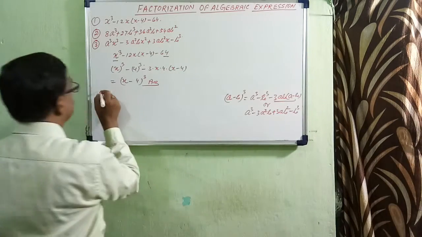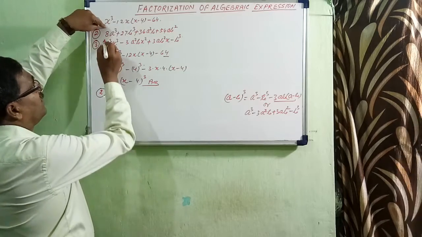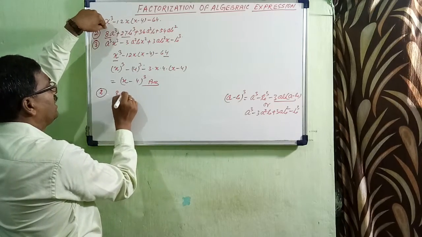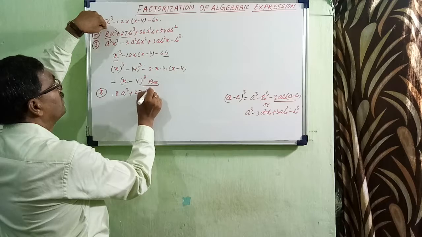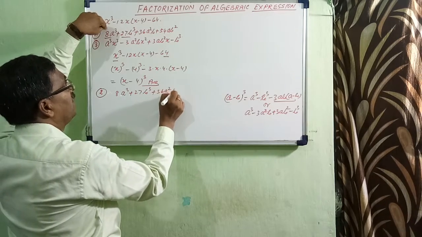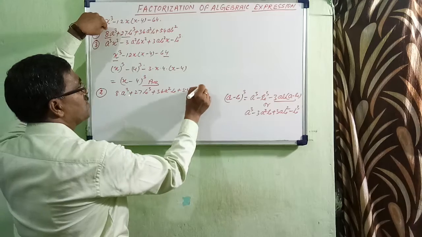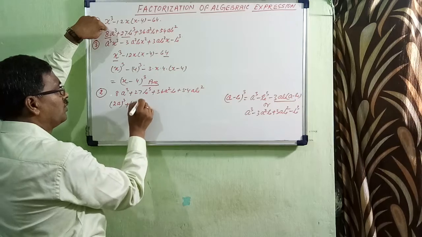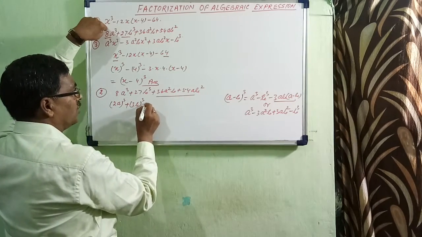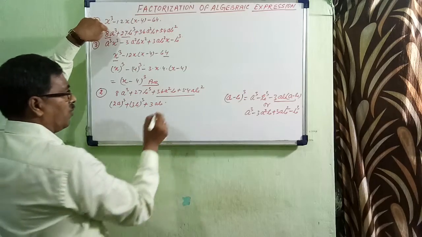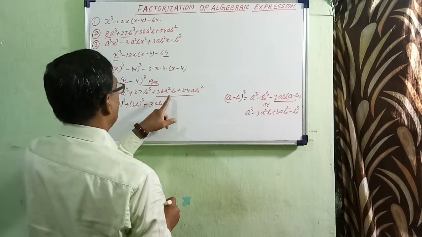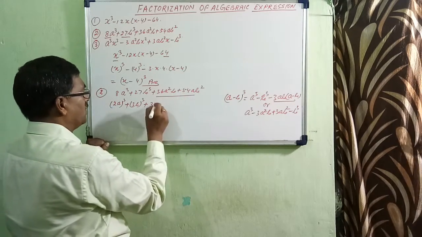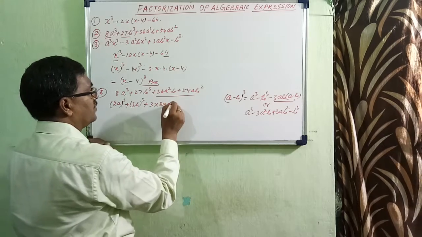Let us say the second one. In the same way, here also the beginning is already given. What is that? 8a cube plus 27b cube plus 36a square b plus 54ab square. I will say here (2a) cube plus (3b) whole cube, and from here you take out 3ab common. Whatever terms are left over, you write here. What can you write? 3ab, where a is 2a and b is 3b.